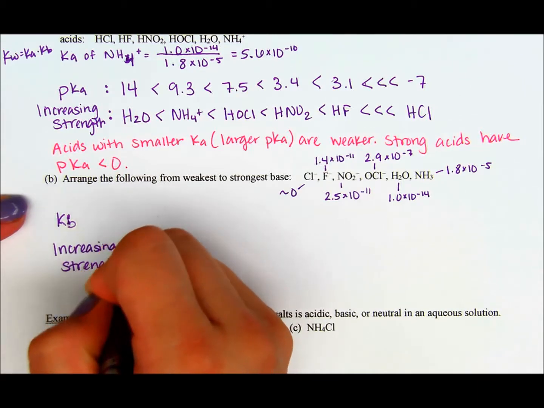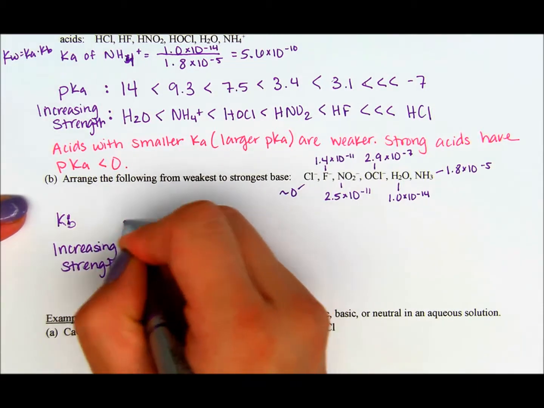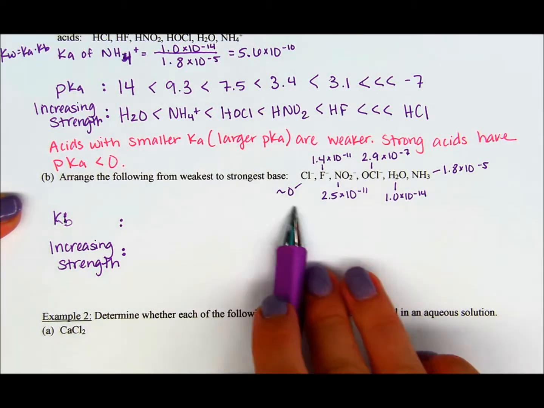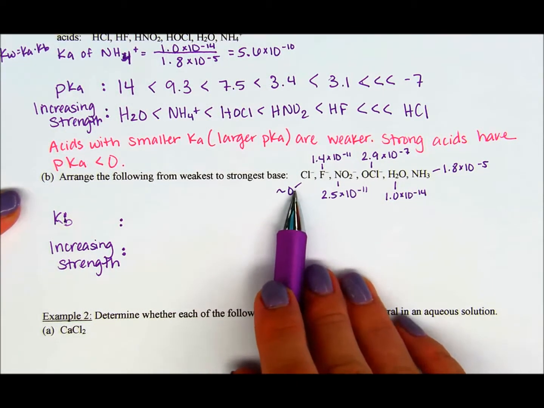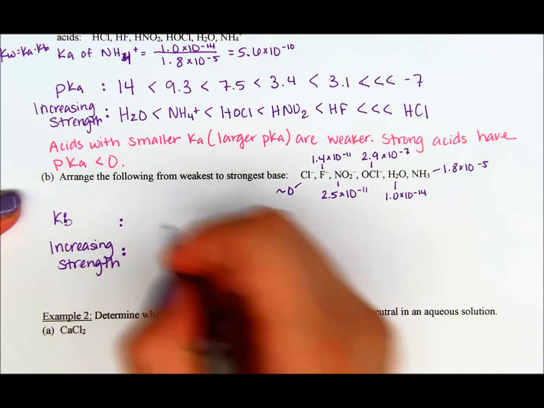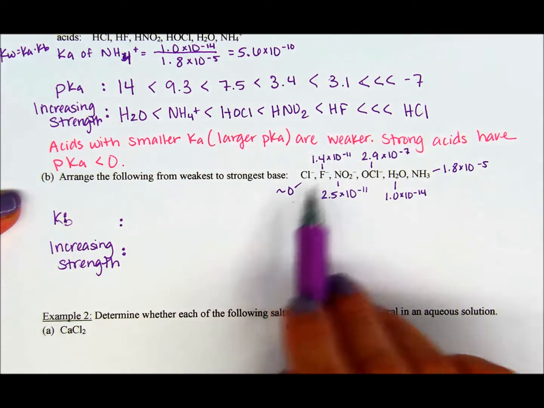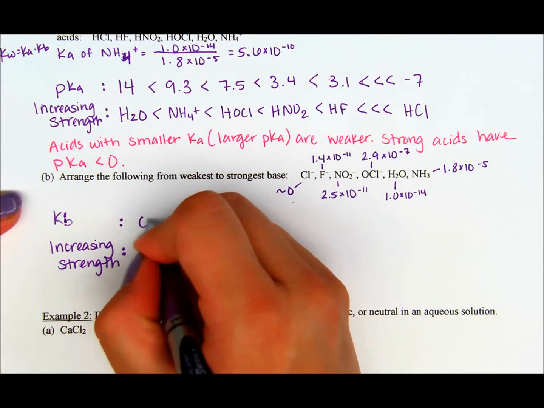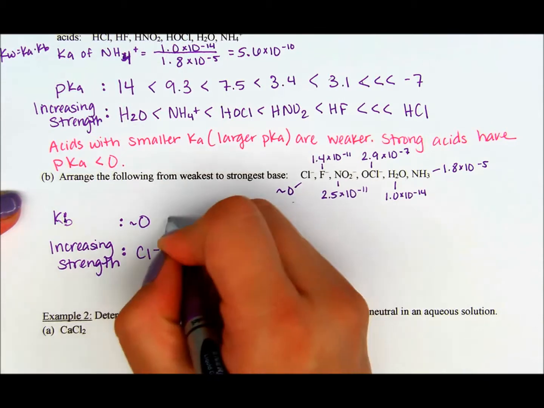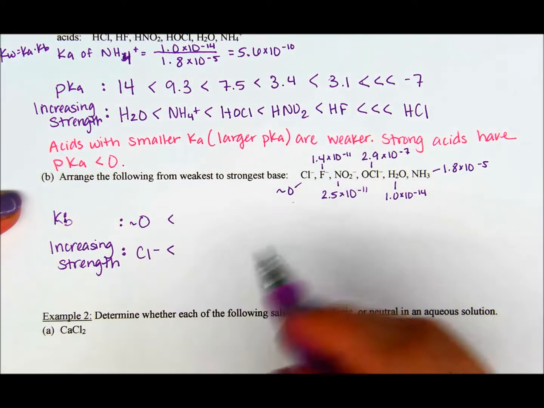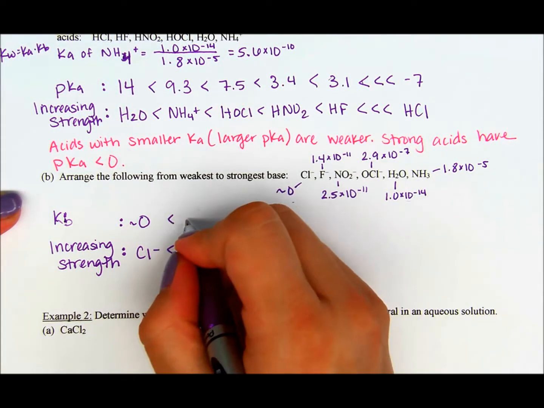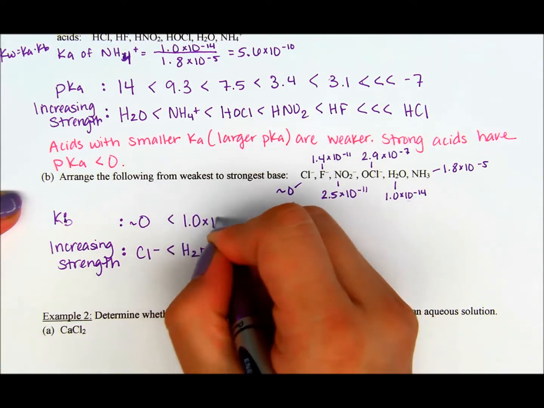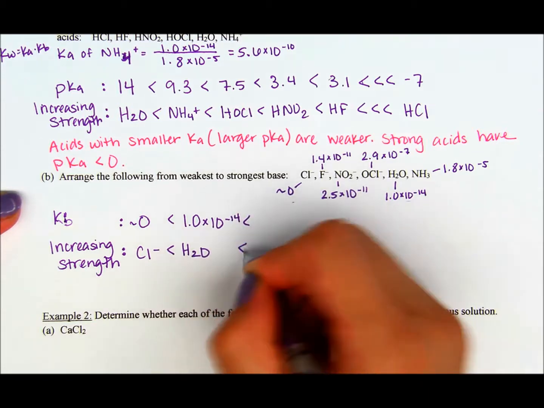strength. Now you could also do pKb, but I just wanted to show you a couple of different ways to rank these. So of course the smallest one is going to be about 0, and that's chloride, and that makes sense because that is the conjugate of the strongest acid, so it's going to be the weakest base. So about 0 is going to be chloride. And then next up we have water, so H2O at 1.0 times 10 to the negative 14.